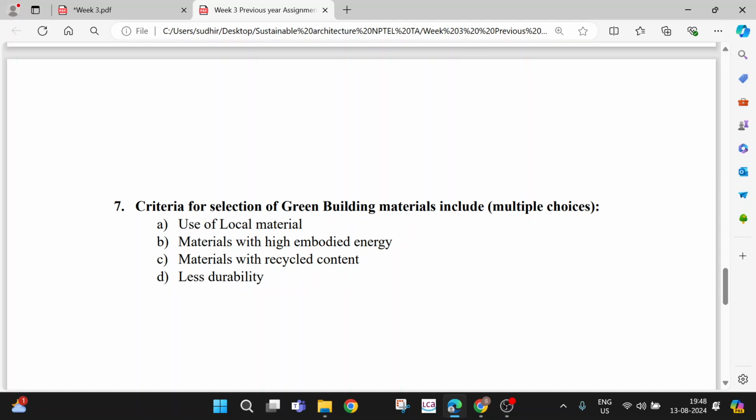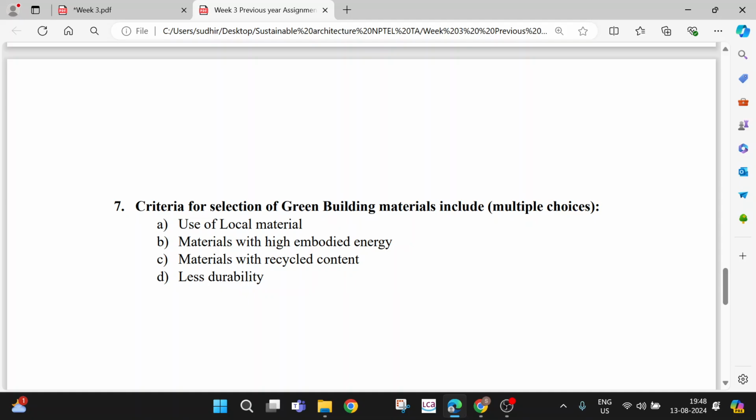Use of local materials. Options A and C. Somebody is marking A and C. But we can go with option A because, again, option C has some amount of extra energy, which is not preferable.